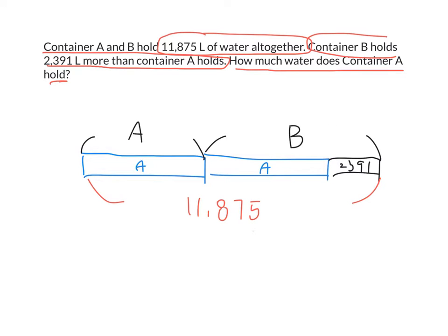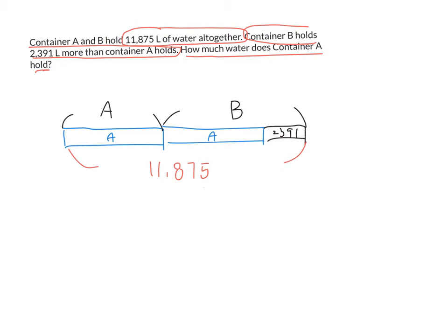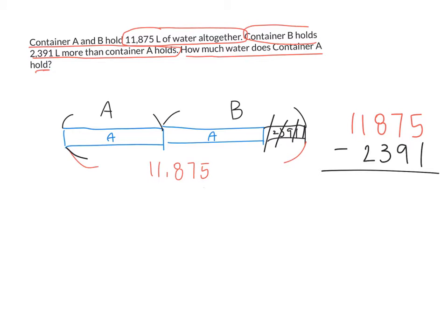Now that we have our tape diagram and we know that this part is B, because container B is this much more than container A, and all together they hold this much water. If I get rid of this extra part, all I'll be left with is 2 A's. So how could I get rid of that extra part? I could do the total, 11,875, and I take away that extra part, 2,391. If I do that, all I'll be left with is this much. Do you guys see that? Go ahead and do that math.